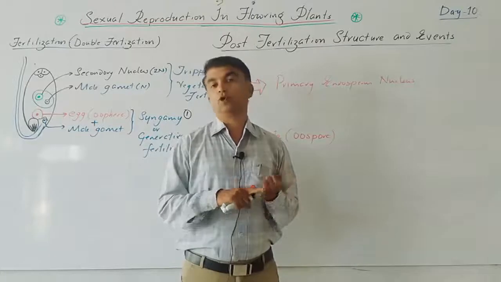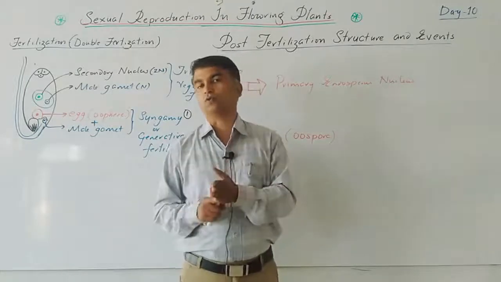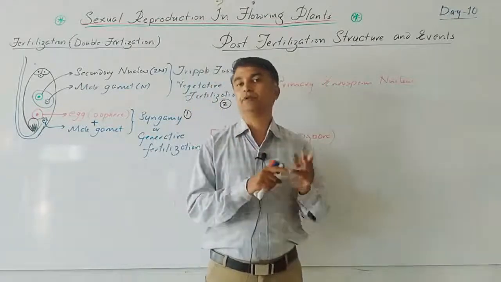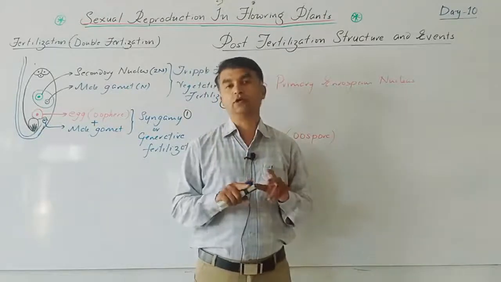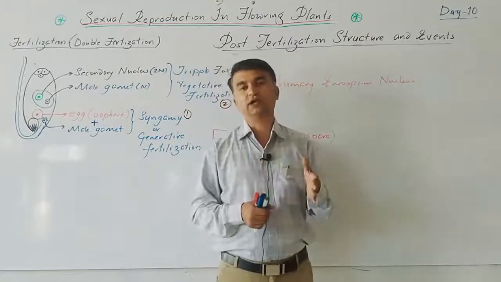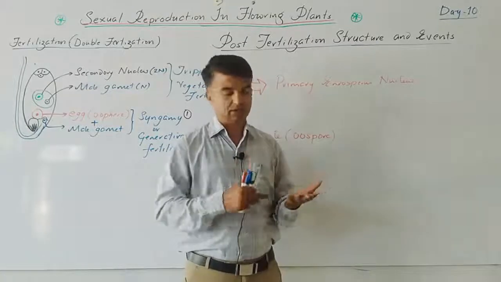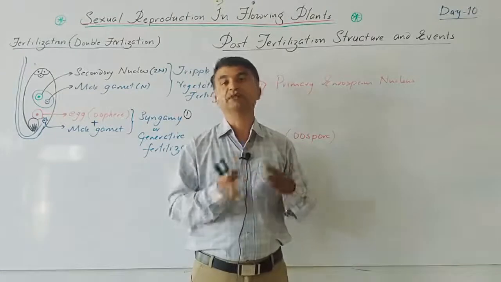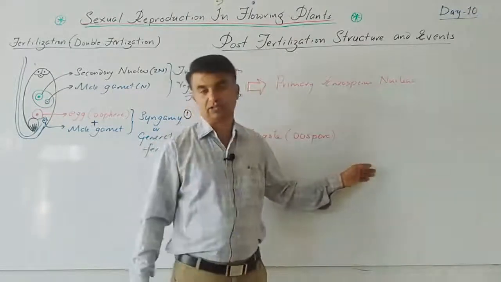The ovary develops into fruit. The ovary wall develops into the fruit wall, that is called the pericarp. Next, inside, the ovule develops into seed. The integuments of the ovule turn into testa and tegmen. The outer integument develops into testa, and the inner integument develops into tegmen. Sometimes in a seed the nucellus may be there, that is a persistent nucellus, called perisperm. Next, these are the major changes.